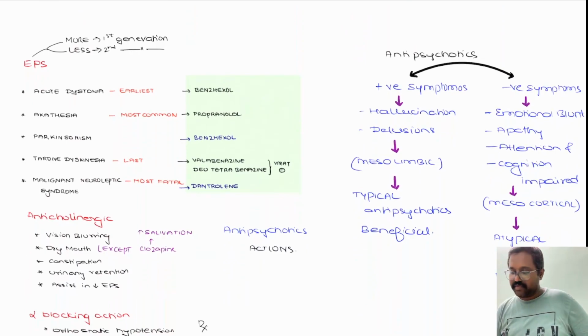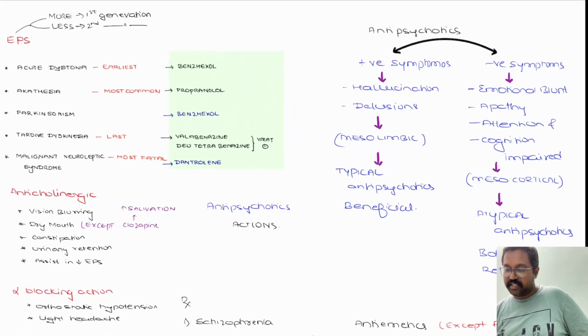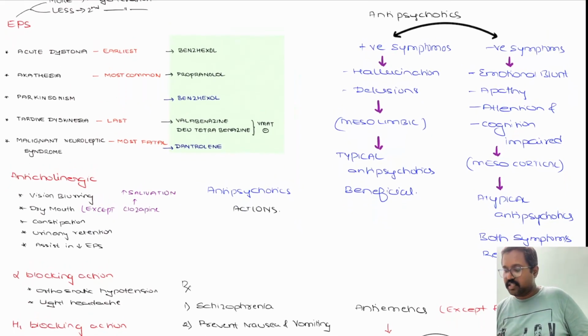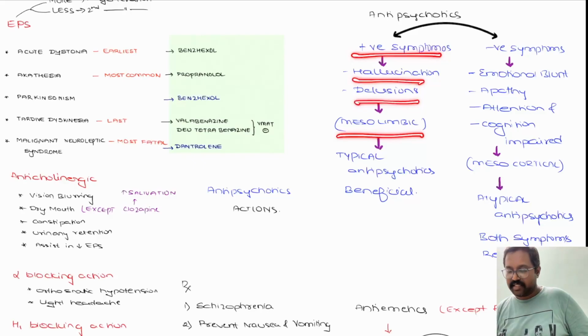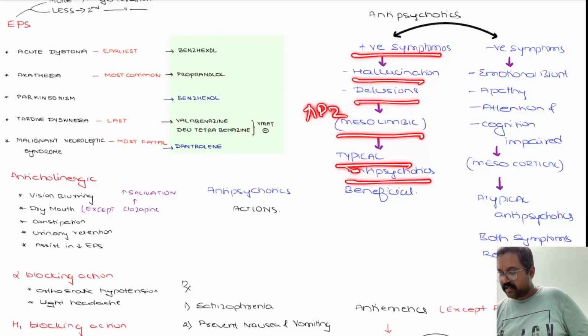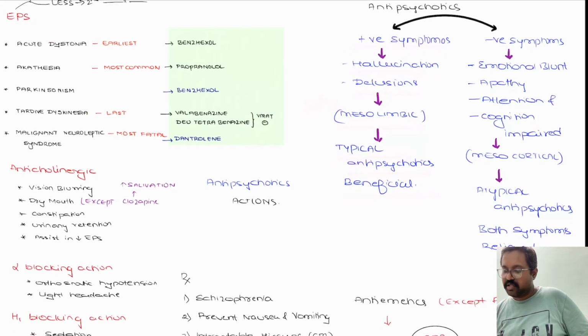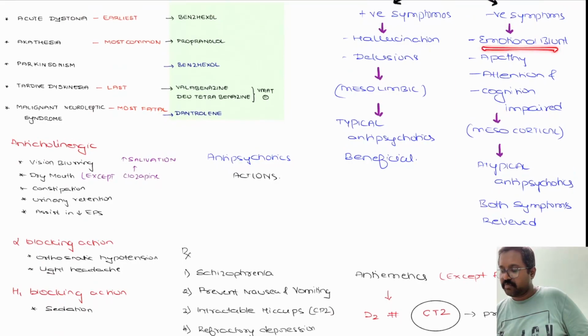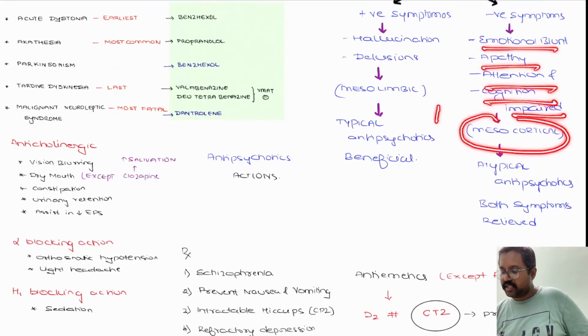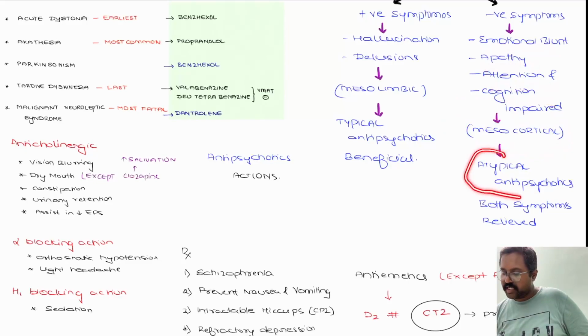So what are the side effects that arise from antipsychotic action? As you can see here, the positive symptoms, for example hallucinations and delusions, occur in the mesolimbic system because of increased dopamine activity. Typical antipsychotics will help the patient here. For negative symptoms to get relieved, like emotional blunting, apathy, inattention, and cognitive impairment, which occur in the mesocortical region basically due to increased 5-HT2A activity, we can use atypical antipsychotics.